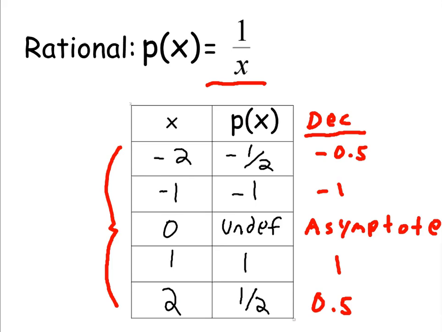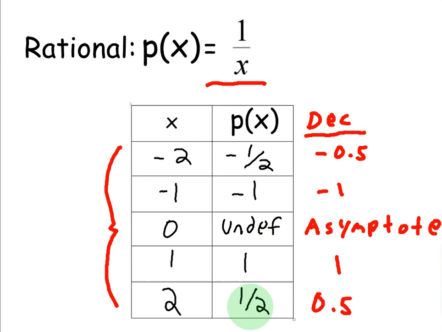Moving along, next we have the rational function. P of x is equal to 1 over x. Now this one is called rational because the variable is in the denominator. Alright, so we got negative 2, negative 1, 0, 1, and 2. Again, same x values. Now 1 over negative 2 is obviously negative 1/2. 1 over negative 1 is negative 1, and so on and so forth. 1 over 0 is undefined. 1 over 1 is 1, and then 1 over 2 equals 1/2.